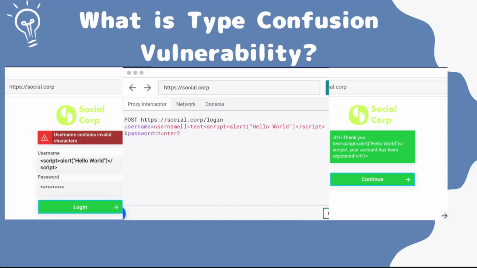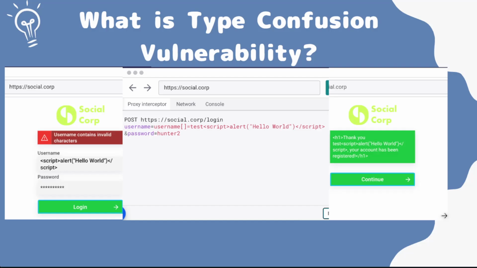If you look at this fake website that this user is trying to log into, it will show a username that is not supposed to be correct, that is not supposed to be allowed to enter because there are many extra characters that are not allowed in here. So that's why it says the username contains invalid characters.